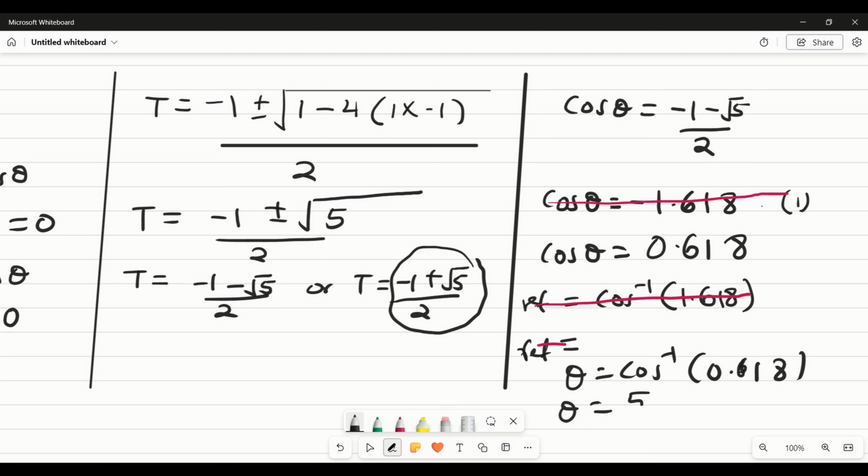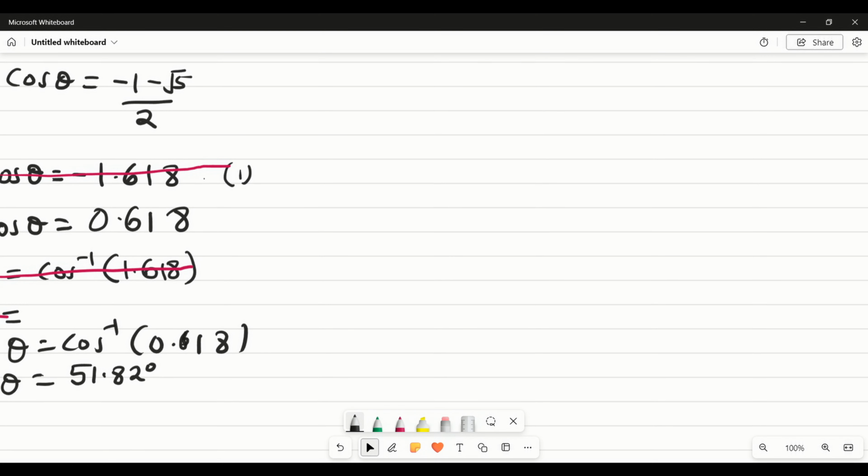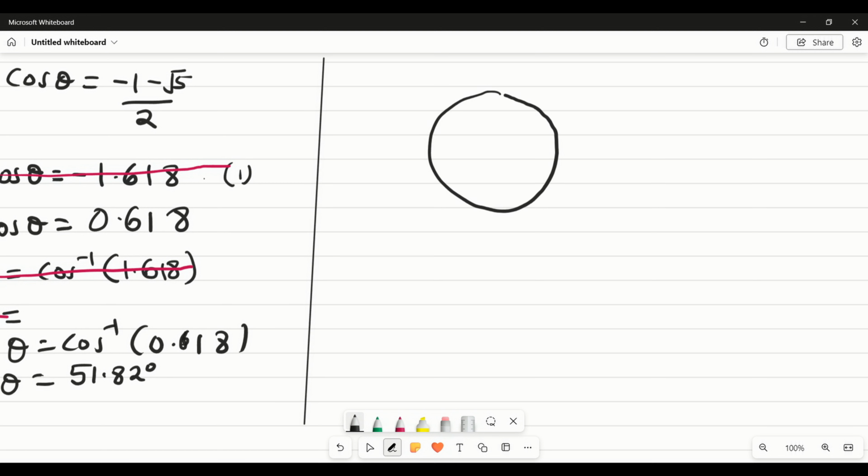So it's actually 51.82 degrees. But they need the answer in the range 0 to 360. So it means that that one could be one of the angles. So you can as well get another angle using this circle that's called a unit circle. So on the unit circle, you just start from this quadrant, you just say CAST. It means that the angle that's giving the positive cosine is either in this quadrant or in this quadrant. So you can get the angle in this quadrant.